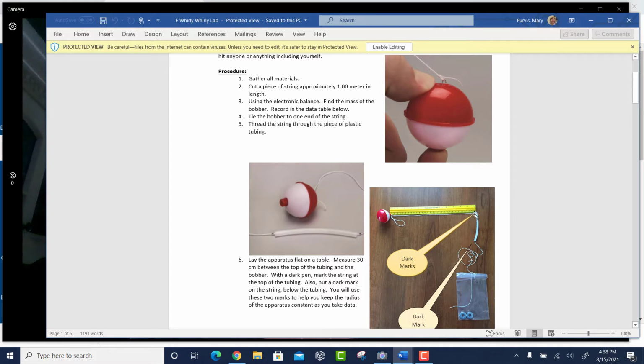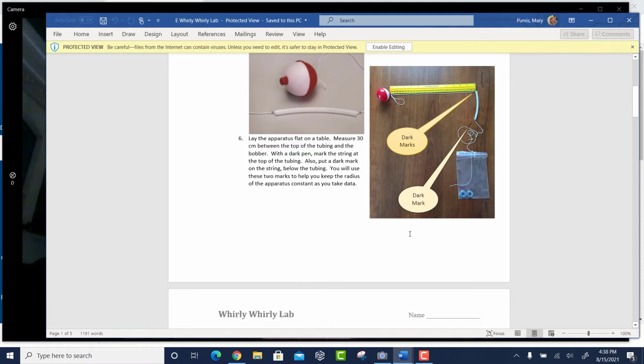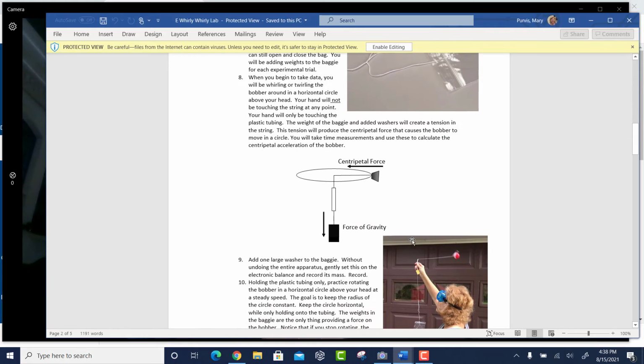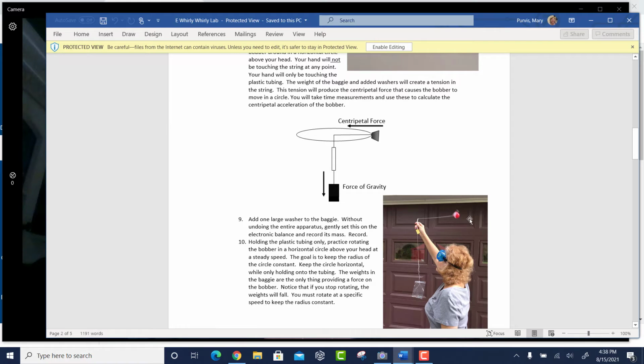I'm going to ask you to make some dark marks on the string above and below that piece of plastic tubing because those marks will help you keep that radius steady. The idea is as you twirl this around in a horizontal circle above your head, your hand is only going to touch that little piece of plastic tubing. Nowhere does your hand touch the string.